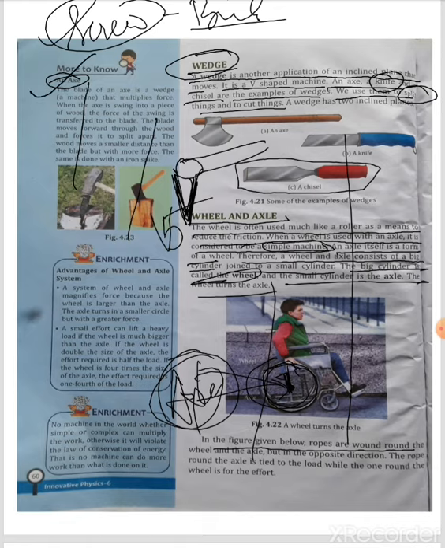about it is given here. Here you have enrichment, so you can just go through them. All right, so these are the 5 simple machines which we have learned until now. In the next class we will learn pulleys.